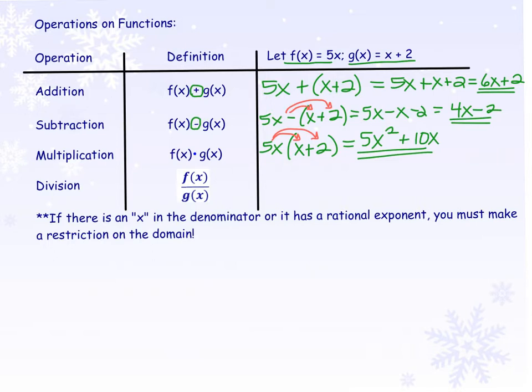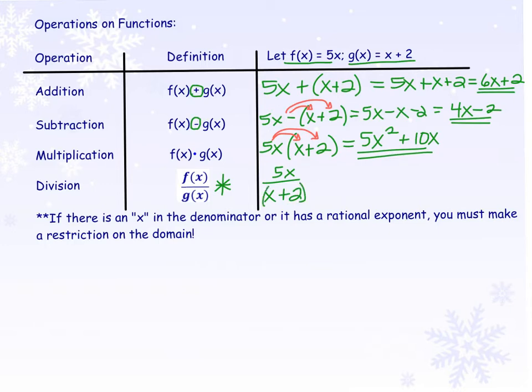When we have division, division is kind of particular like subtraction. The key thing to note for division is, we'll just set it up first. We'll set up the fraction and then I'll tell you why it's significant. If we do f of x divided by g of x, we would have 5x in the numerator divided by x plus 2 in the denominator.